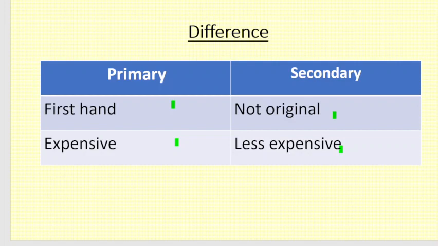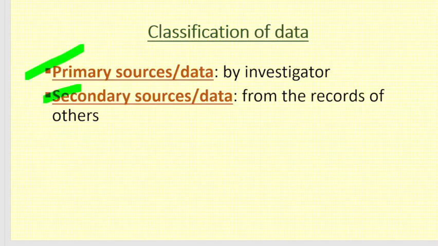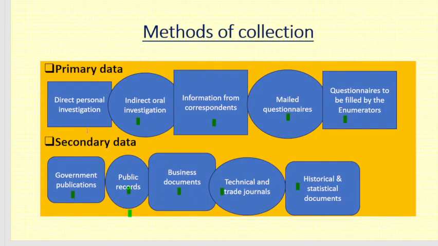Secondary data is not original; it already exists, and it has been refined by others and put on the portal. Primary data is expensive in terms of money, time, and cost, whereas secondary data is less expensive in terms of money, time, and cost. So this is all about data, which is something that gives numerical descriptions of things. Then we have the classification of primary and secondary, the methods, and lastly the difference.